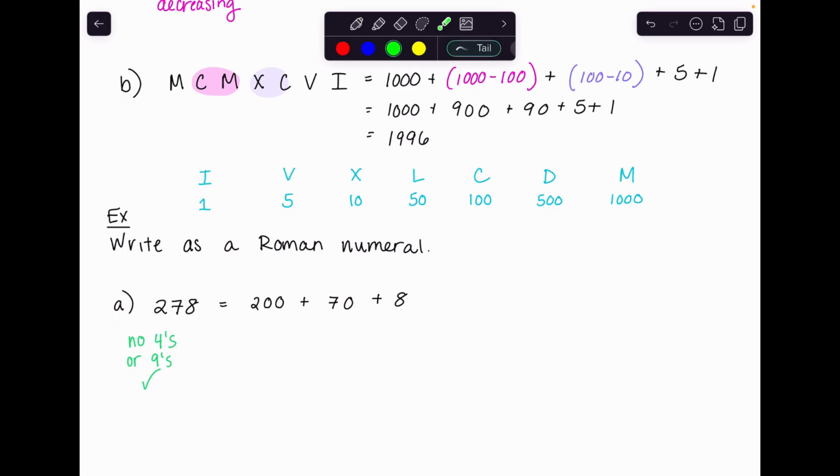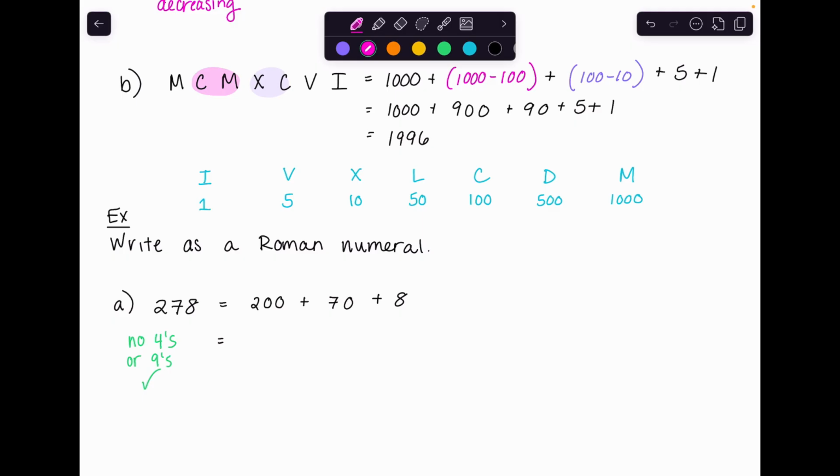200 I can do, that's 2 100s. However, 70 I can break down further based on 50s and 10s. Because I don't want to, again, sit there and write 7 X's. That's a lot. The cutoff is really 3 is the most of any one value you can write. The second you hit 4, you switch over to do that subtraction. So what I really need to do is break that down further.